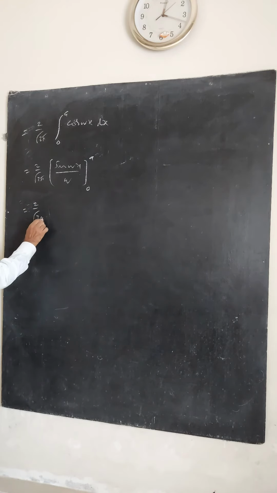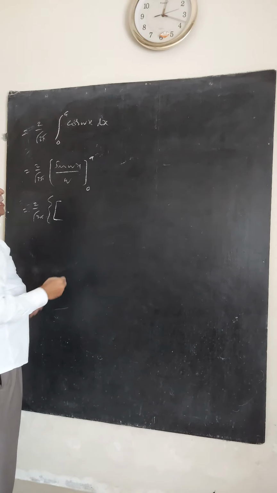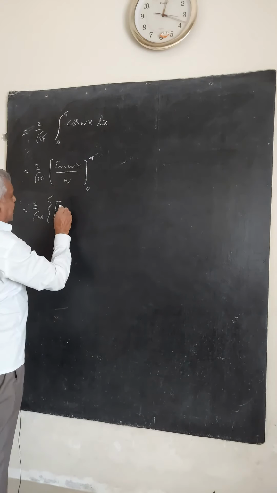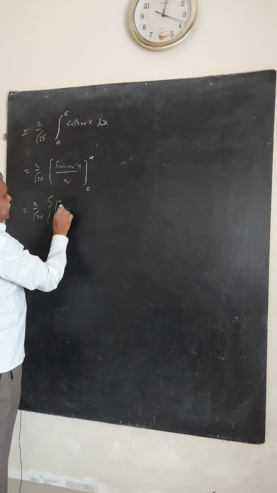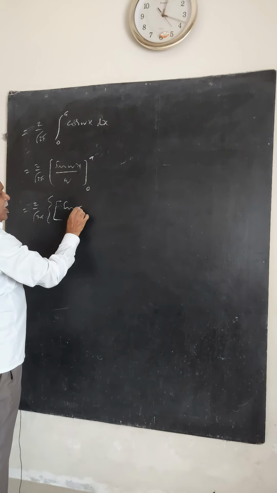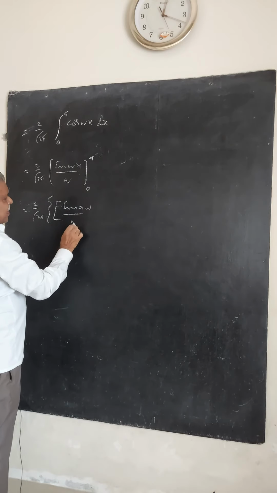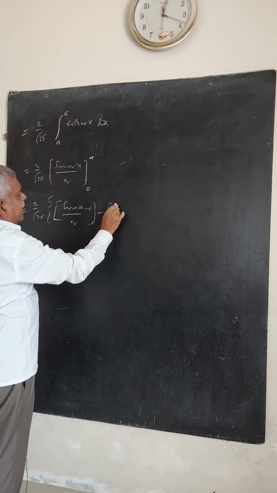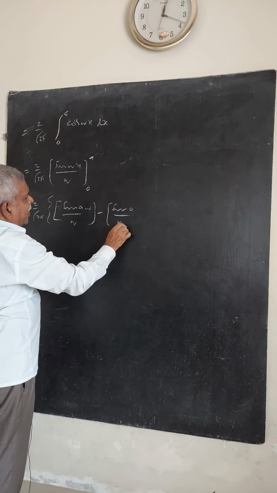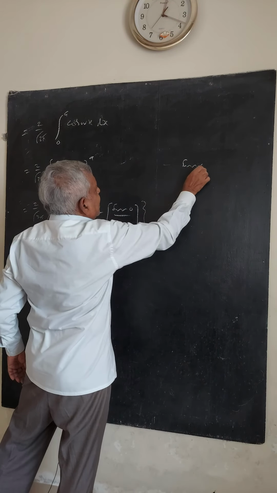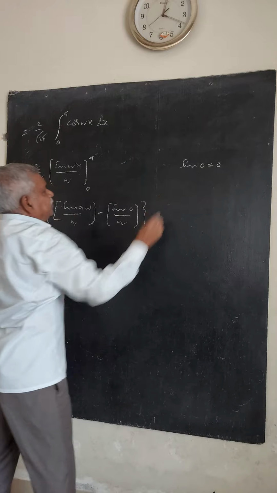2 by root of 2 pi, give a flower bracket, give upper limit a. We have integrated with respect to x only, therefore we are giving a for x only. Sin a omega, we are putting a, writing like this, omega. Similarly, sin 0 by omega. Sin 0 is 0, already known.